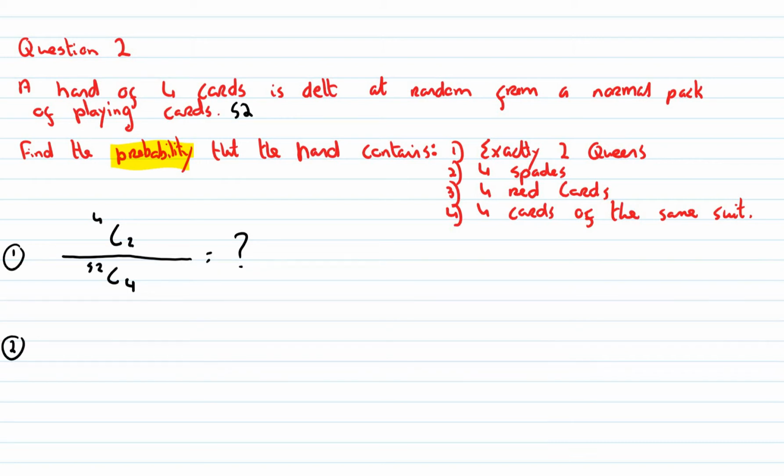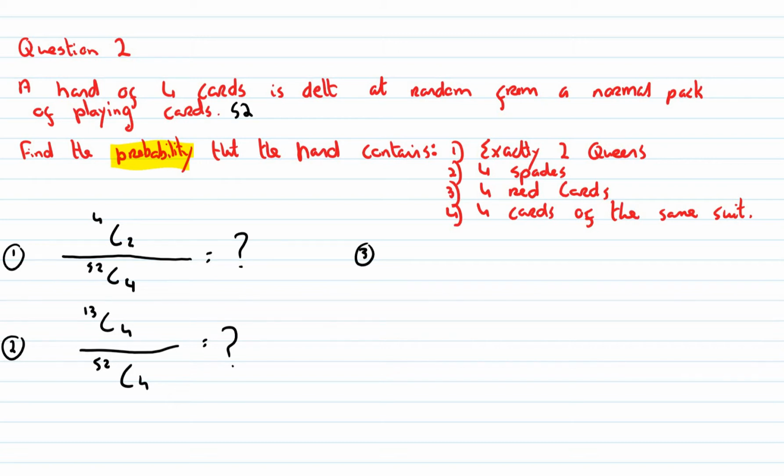Question 2. 4 spades. Okay, again, the total number of ways that the cards can be dealt is 52 choose 4. And how many different ways then can we get 4 spades? Well, there's 13 spades in the deck, and we want to know how many different ways we can choose 4 of them. Again, I'm not going to do it. You'll find out 13 choose 4, and 52 choose 4, and you'll find your answer.